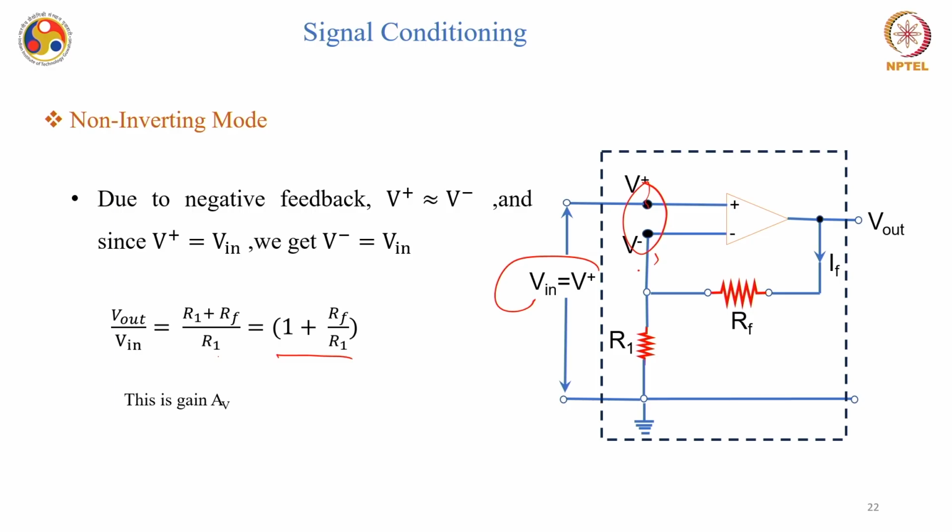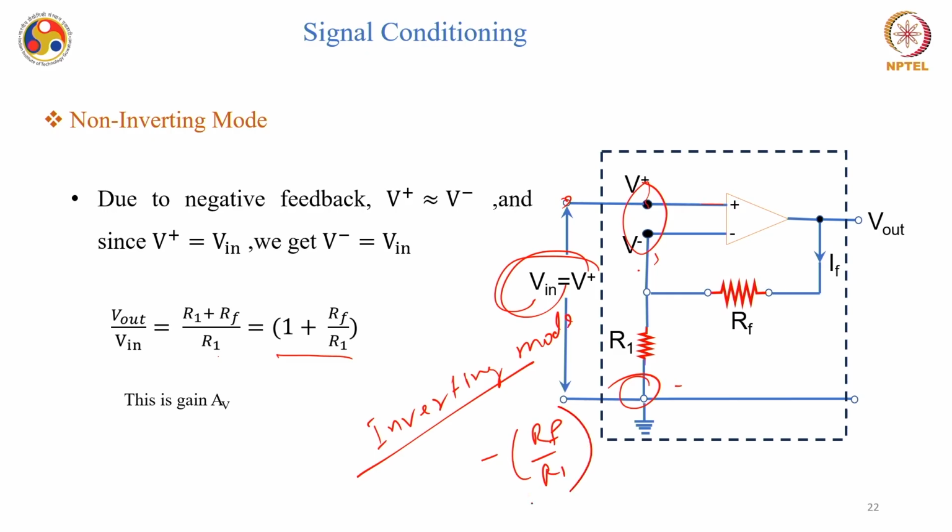Now, if the input, in place of being applied to the non-inverting terminal, is applied to the inverting terminal, the op-amp is operating in the inverting mode. Using the same analogy, you can find the closed loop gain, and in this case the closed loop gain will be equal to minus RF by R1. So V out by V in in the case of inverting mode will be equal to minus RF by R1.